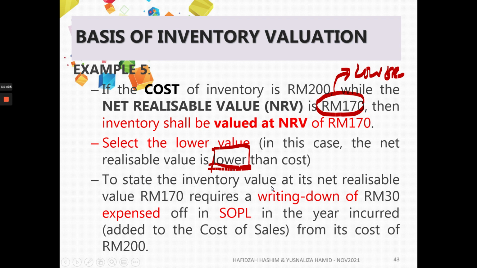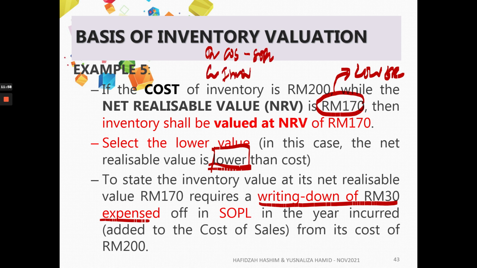When NRV is lower than the cost, we need to state the inventory value in the financial statement, which is in the statement of financial position under current assets, at its net realizable value. To do this, it requires a write down of inventories by the amount of 30 ringgit to be expensed in SOPL, and this will also be added to the cost of sales. In simple words, you are going to debit cost of sales in the SOPL, and you are going to credit the closing inventory that appears in the statement of financial position by the write down amount, which is 30 and 30.